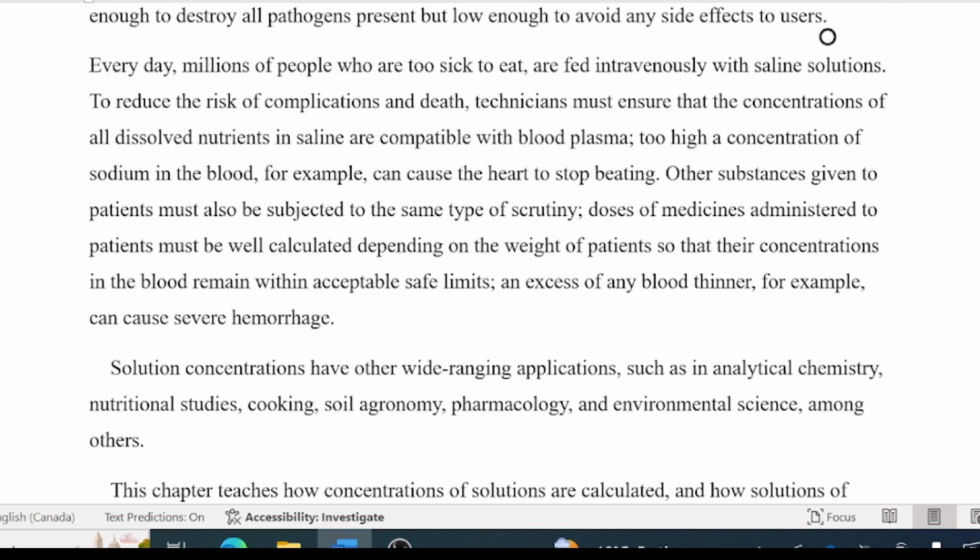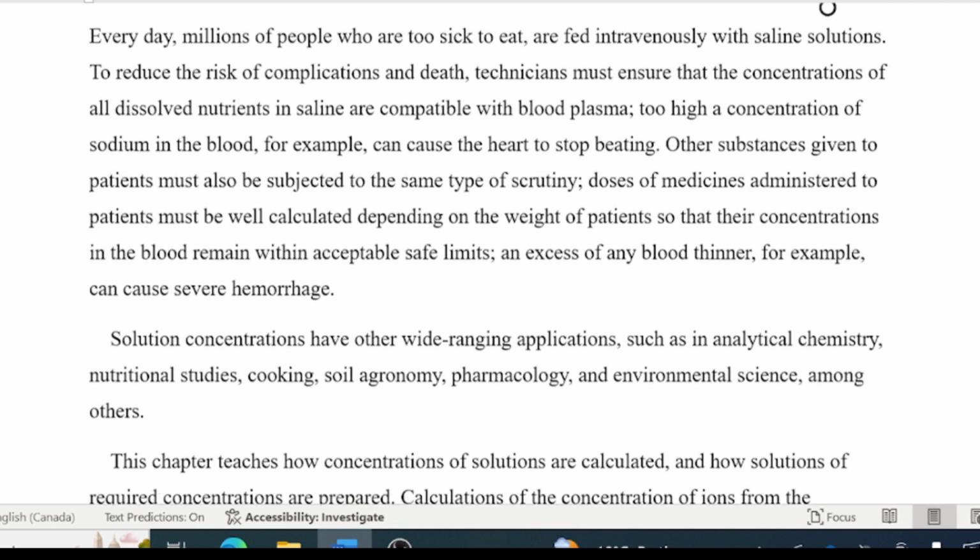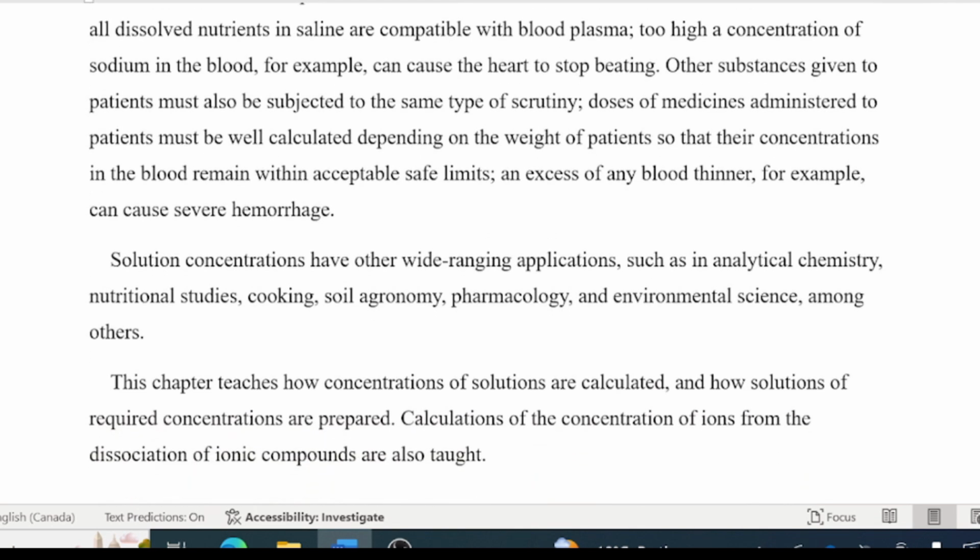Too high a concentration of sodium in the blood, for example, can cause the heart to stop. Other substances given to patients must be subject to the same type of scrutiny. Doses of medicines administered to patients must be well calculated depending on the weight of the patient so that their concentrations in blood remains within acceptable safe limits. An excess of blood thinner, for example, can cause severe hemorrhage.